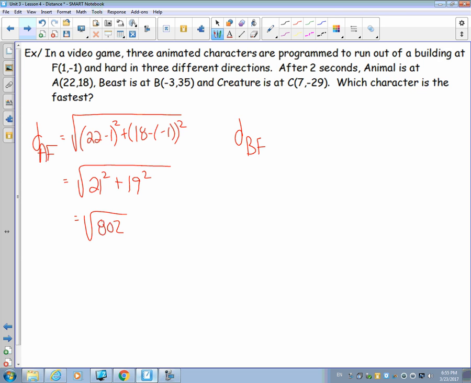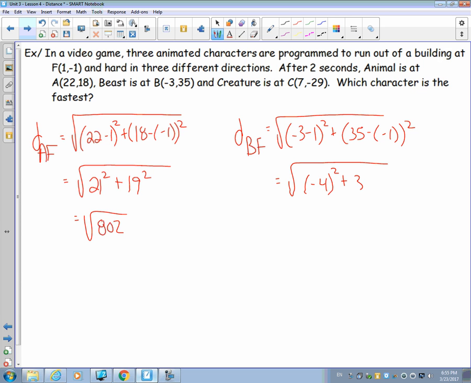BF. Negative 3 minus 1 squared plus 35 minus negative 1 squared. That's going to be negative 4 squared and 36 squared. Into our calculator we go, and I get 1312. Oh, he went a lot further than animal A did. And we'll try the third one.